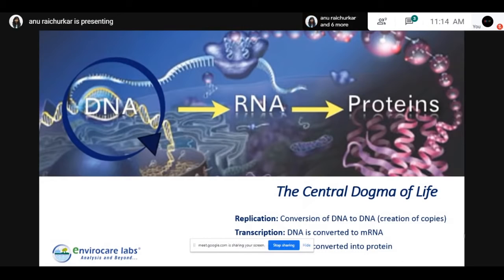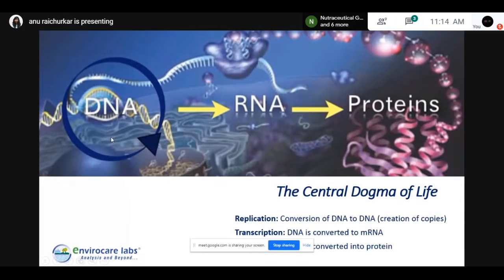If you look at this image, you can see that within the nucleus, there is DNA. DNA is a double-stranded sequence, and then it is converted into RNA. This process is called transcription. And the second step that takes place in the central dogma is called translation, wherein the RNA is converted into proteins.